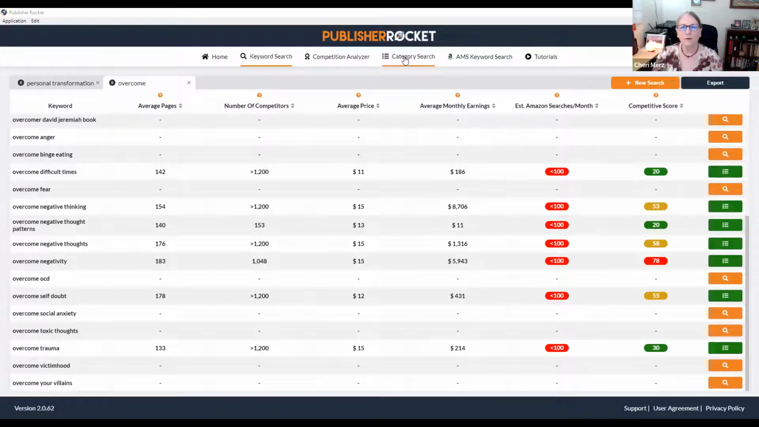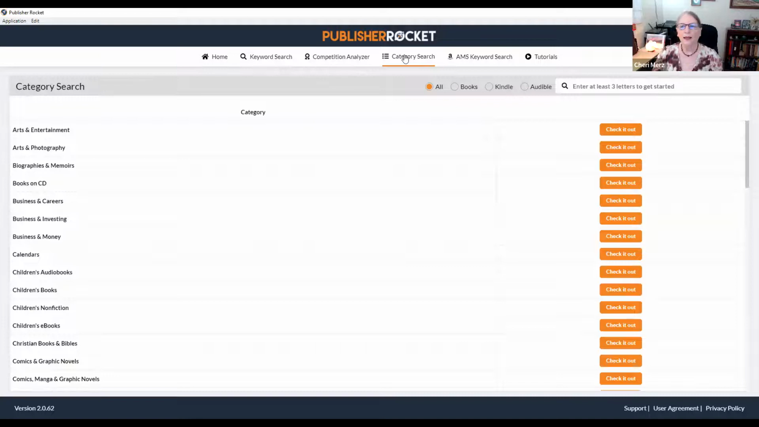By the same token, we've got category search. And here's the rub. When you search for your categories to put into those fields, KDP doesn't show you the way the categories show in their catalog. But Publisher Rocket shows you every category there is in the catalog. So let's go to your categories.